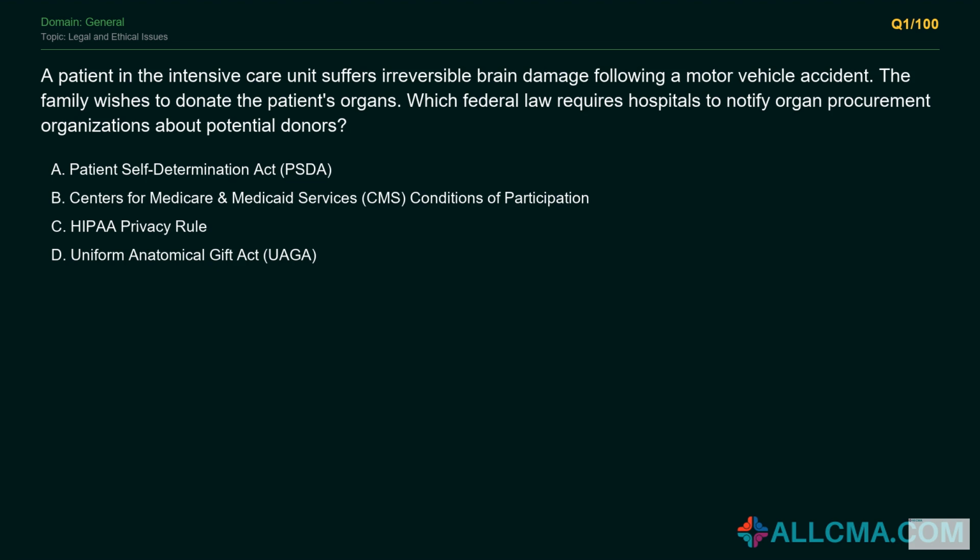Option A. Patient Self-Determination Act, PSDA. Option B. Centers for Medicare and Medicaid Services, CMS, Conditions of Participation. Option C. HIPAA Privacy Rule. Option D. Uniform Anatomical Gift Act, UAGA.